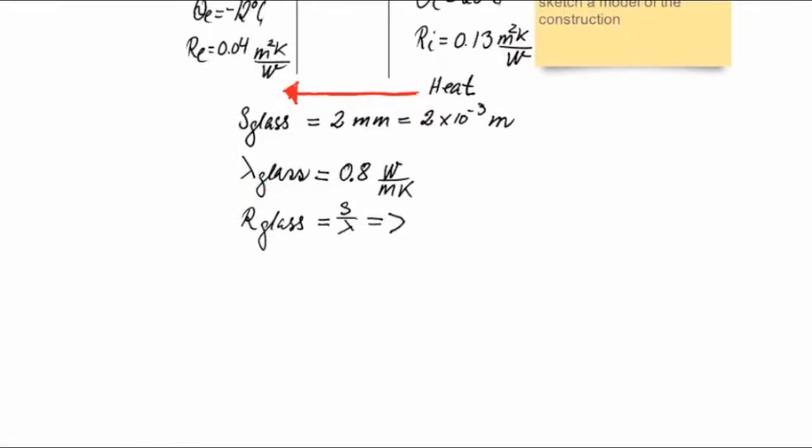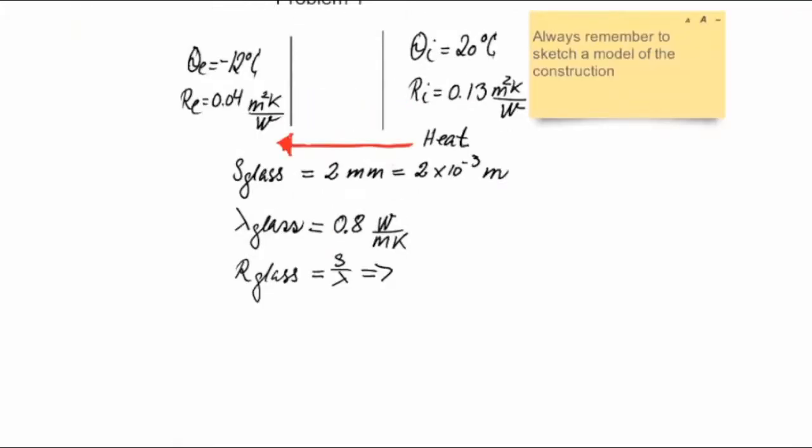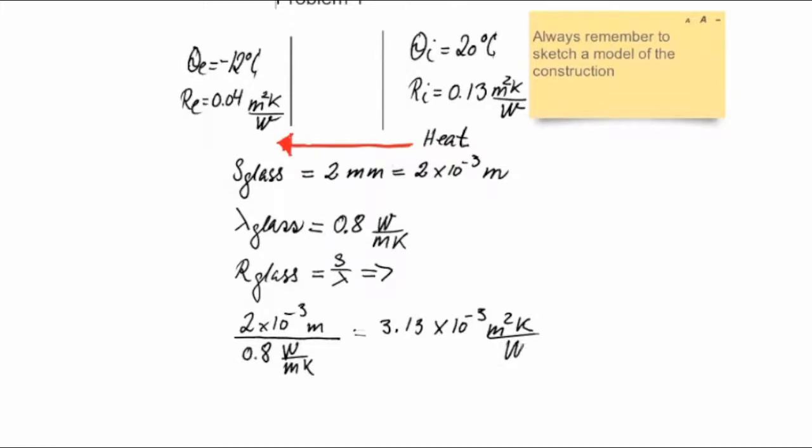And now I have to find the resistance for the glass, which is thickness divided by thermal conductivity. I write the value out for the glass, and that was 2 times 10 to the power of minus 3 meter. And then I divide by 0.8 watts over meter times Kelvin. And that is the same as 3.13 times 10 to the power of minus 3 meters squared times Kelvin over watts.